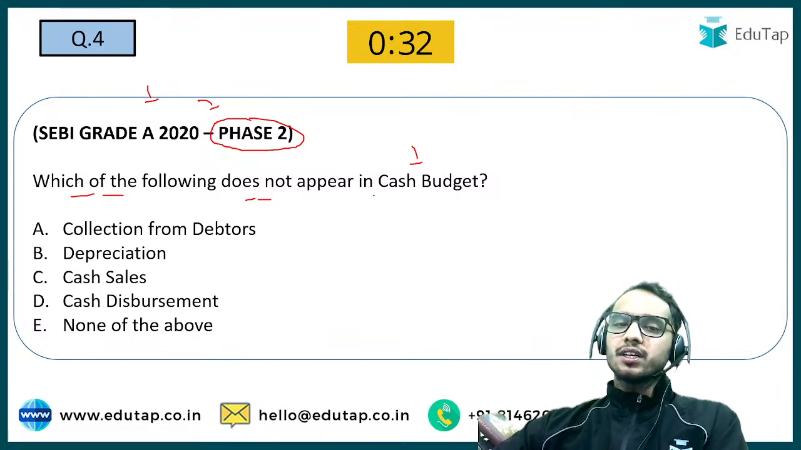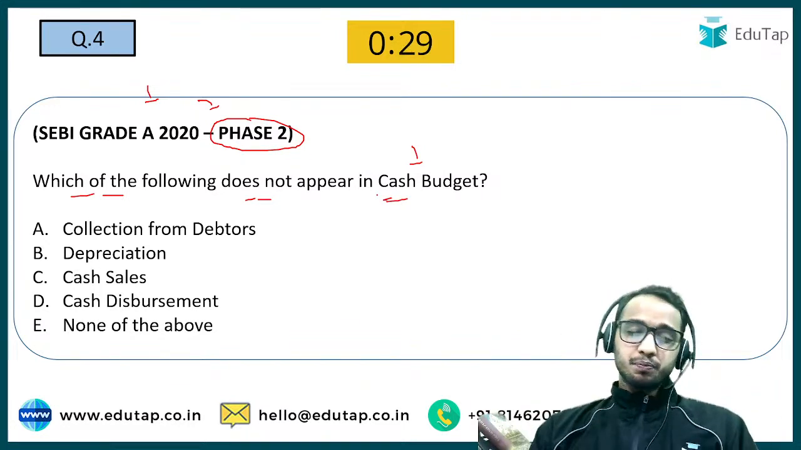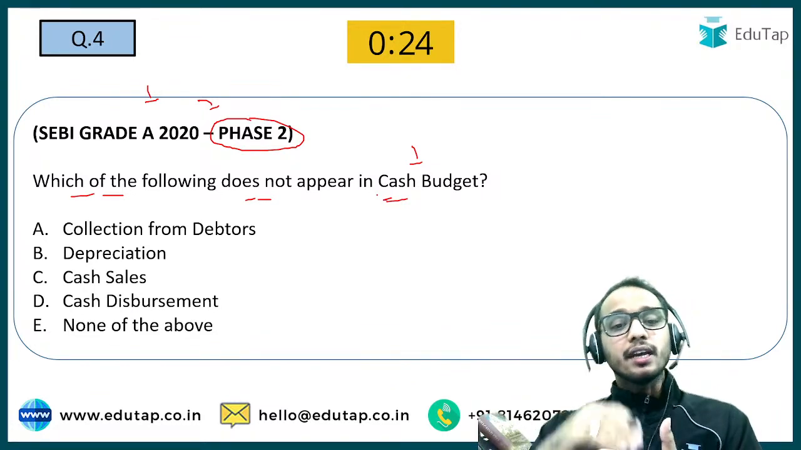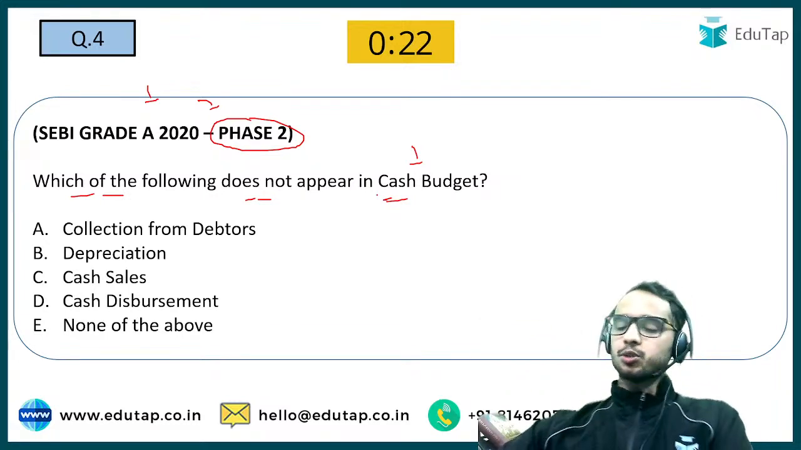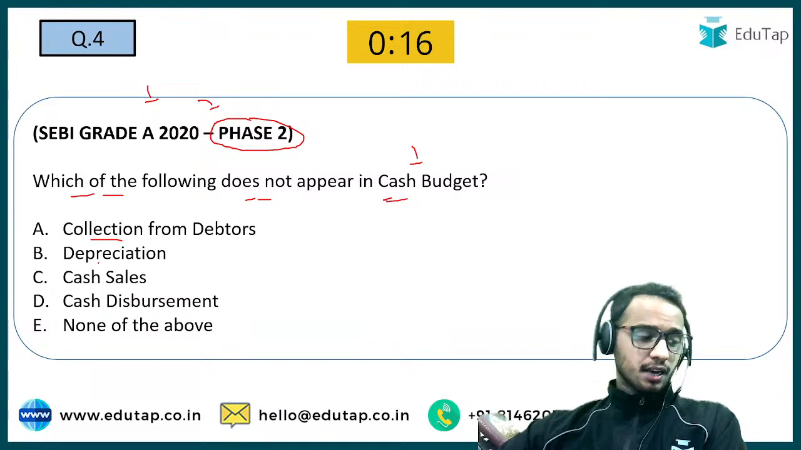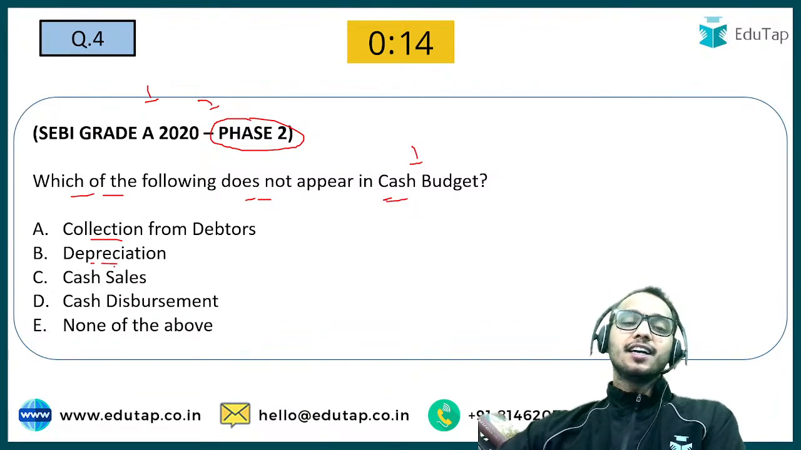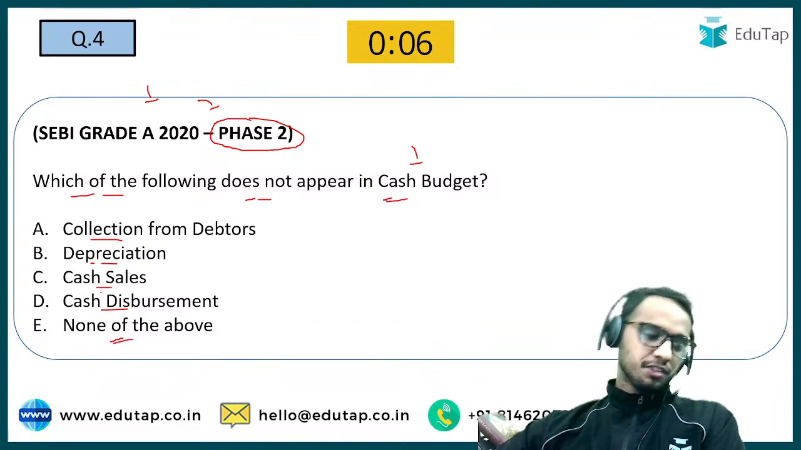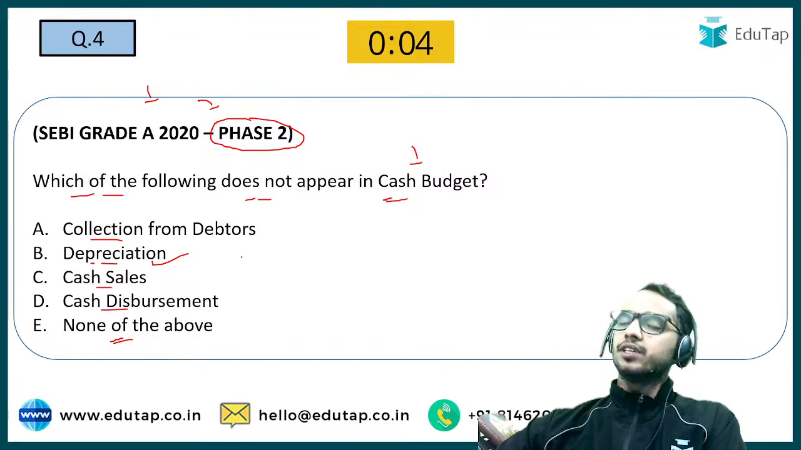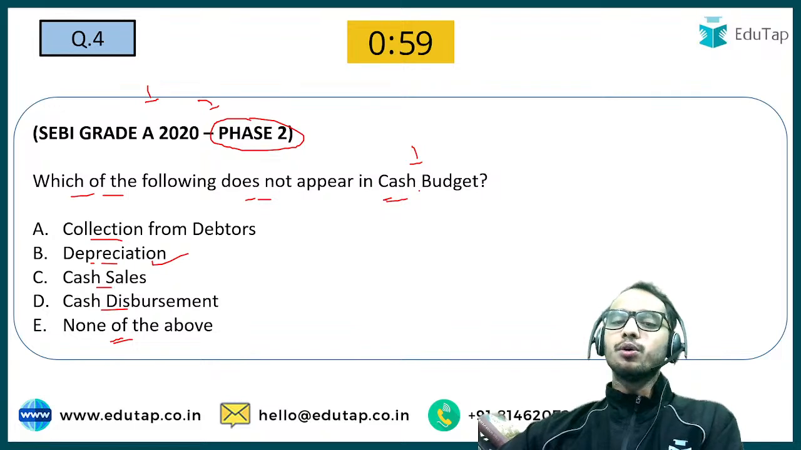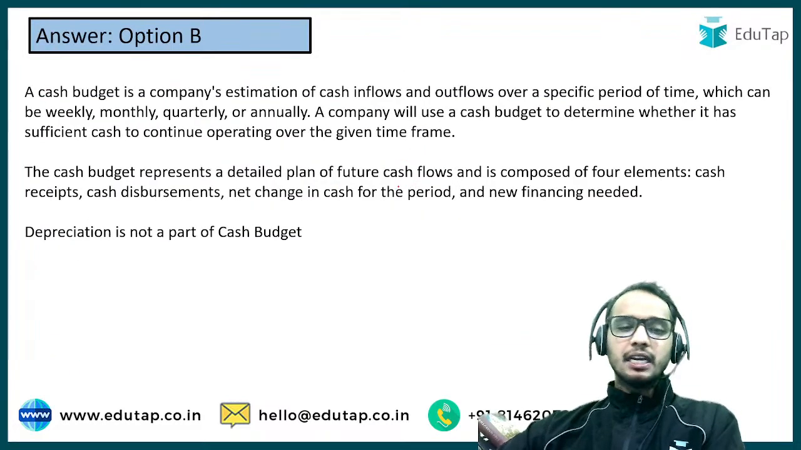So cash budget is what? Cash budget basically gives you all the budget of cash inflows and all the budget of cash outflows. So what is not included in the cash budget? This question is asking that. First option is collection from debtors. I have started to get the answer. That's really good. And second option is depreciation. C option is cash sales, and D option is cash disbursement, and none of the above. So yes, everyone is correct here. Answer would be depreciation, because obviously it's a non-cash expense, right? So it is not going to be included in the cash budget, and everyone is correct.